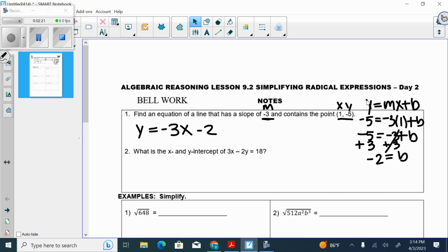Next they want to know what is the X and Y intercept for this equation. So remember, when you're looking for the X intercept, you're only worried about this part, the part that has the X in it. So you take your 3X and set it equal to the 18, the thing on the other side. We don't care about the Y, we only are concerned about X right now. So if 3X equals 18, how do I solve for X? Right? Good.